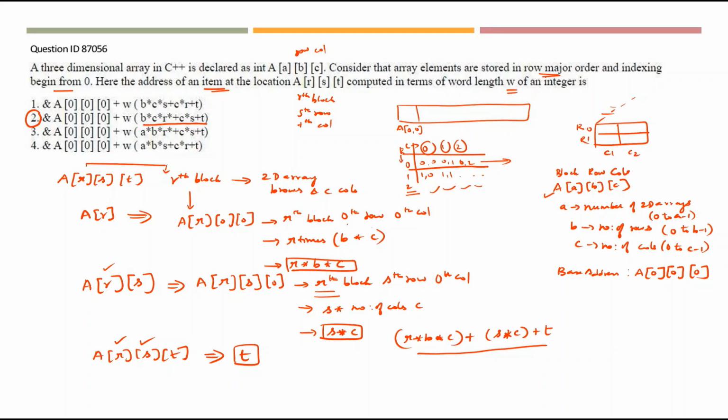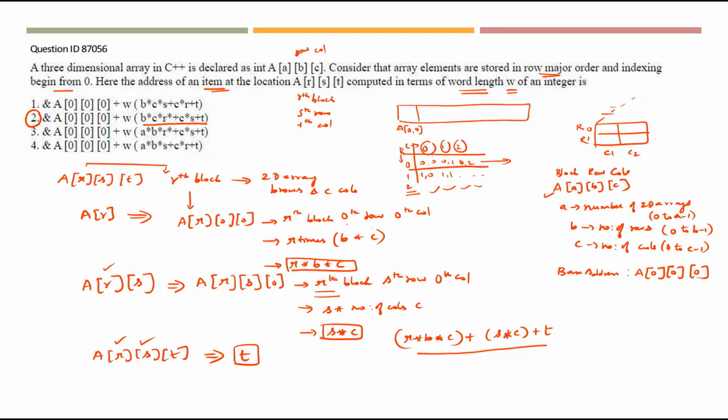Now you can find there is something called W into. Since it is computed in terms of word length W, we are multiplying the whole set by W. This will actually give the address of the item in the location rth block, sth row and tth column. This is the way of interpreting step by step.